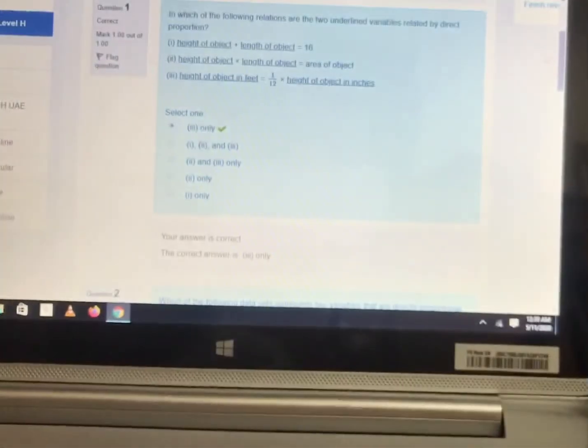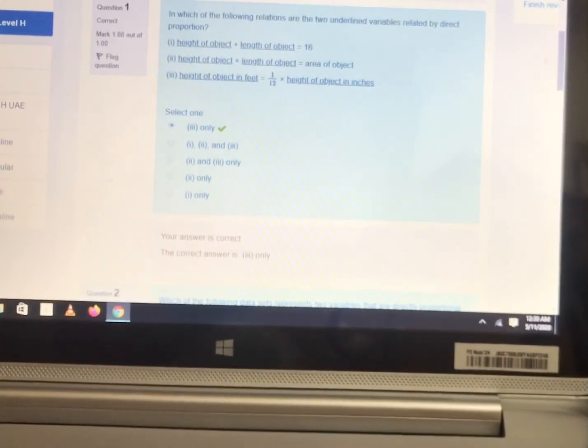In which of the following relations are the two underlying variables related by direct proportion? Direct proportion means both variables depend on each other. For example, if one variable increases, then the second one also increases, and if one variable decreases, then the second one also decreases. Both depend on each other.